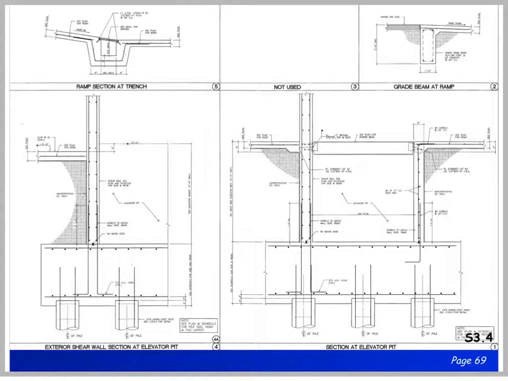On this sheet, more foundation details and a site detail of a trench at the garage entrance. This usually would be found on civil drawings. This is why I suggest flipping through all the drawings in the beginning and investigating the documents.